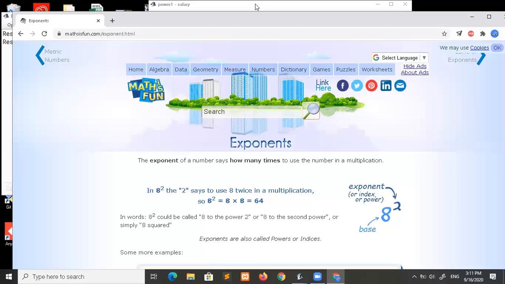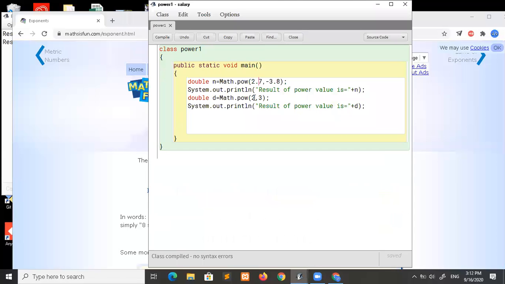So I'll show you one more thing. 8 is my initial number and 2 is my exponent or the power. Got it now? Okay, got it. How to write the declaration? And now I'll be compiling it and we'll see it.